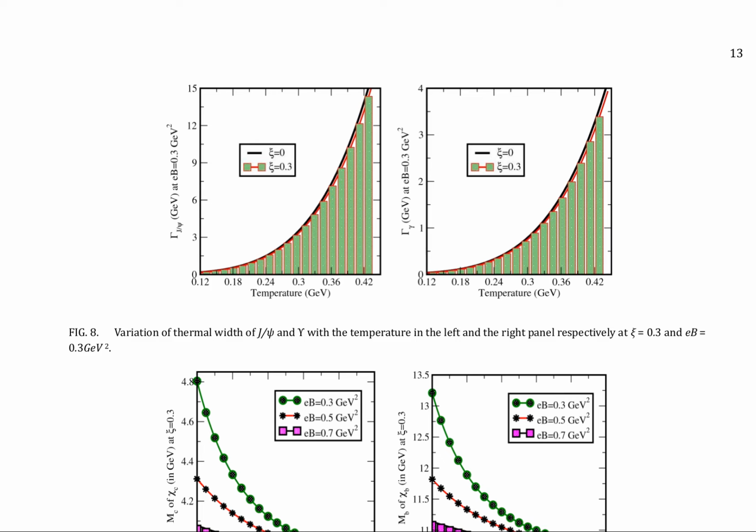ion collisions. In the context of heavy ion collisions, the study of quarkonia in strong magnetic fields has garnered significant attention due to its potential implications for understanding the quark-gluon plasma, QGP. The QGP is a state of matter that exists at extremely high temperatures and densities, such as those found in the early universe or during high-energy particle collisions. In this state, quarks and gluons are deconfined, leading to a plasma-like behavior.